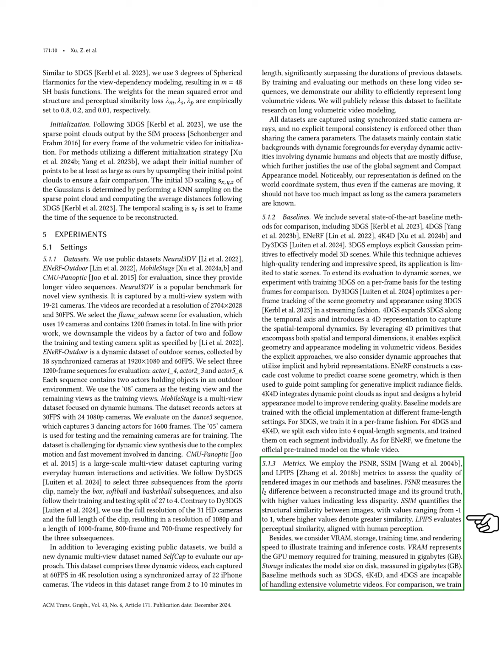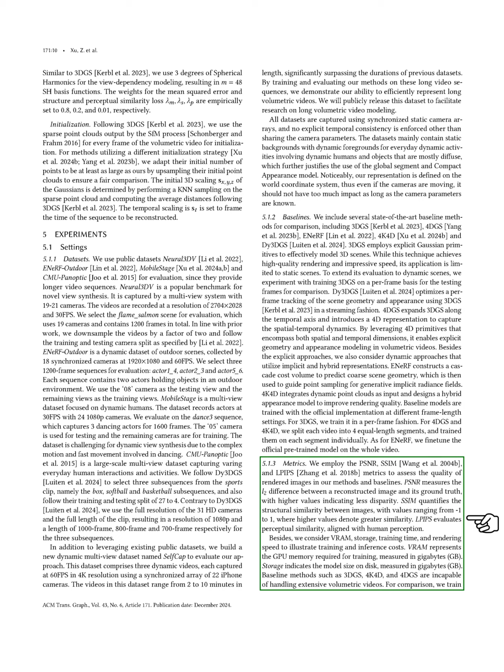To evaluate the quality of rendered images, we use metrics like PSNR, SSIM, and LPIPS. PSNR measures the difference between a reconstructed image and the original, with higher values indicating better quality. SSIM assesses structural similarity, ranging from -1 to 1, where higher values mean more similarity. LPIPS evaluates how similar images appear to human perception. We also consider VRAM, storage, training time, and rendering speed to illustrate the costs involved. VRAM indicates the GPU memory needed for training, while storage reflects the model size on disk.